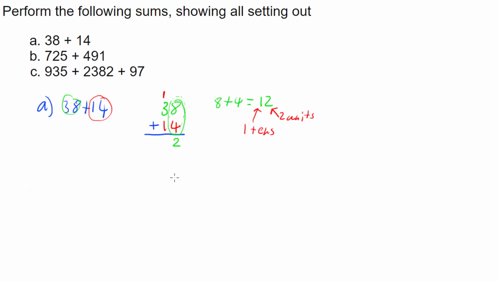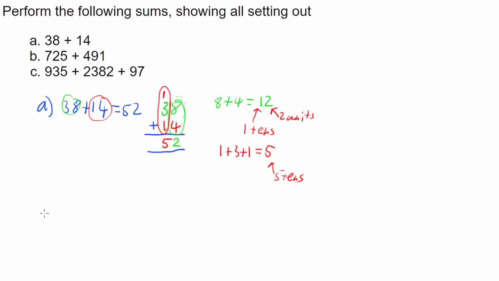And now we can perform our next lot of addition, which is the 1 plus 3 plus 1. Well, 1 plus 3, that gives us 4. 4 plus 1 gives us 5. And because we're operating in the tens column, that would represent 5 tens. So we have 5 tens. And that gives us our answer for the first one. 38 plus 14 equals 52.